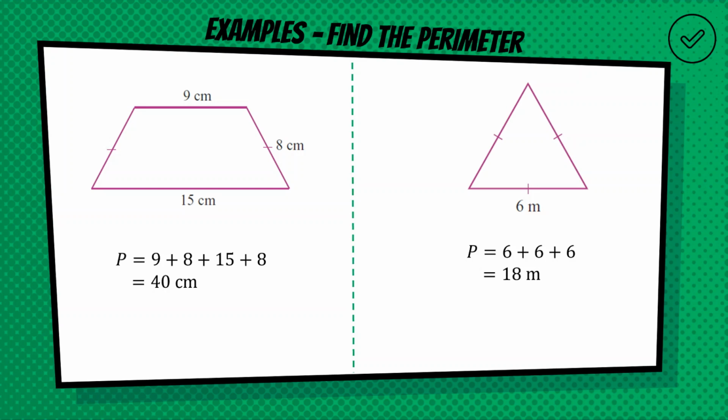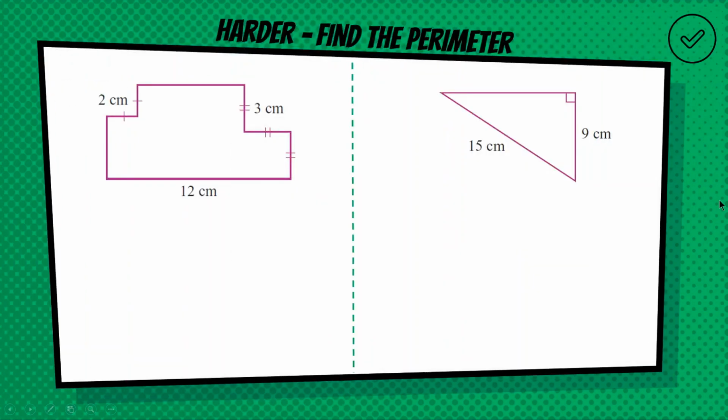All right, so those are some basic examples. Let's step it up a little bit. Can you find the perimeter of these two shapes? This is a bit tougher. But if you think you know what you're doing, you can pause the video and have a go, or you can just watch and learn.